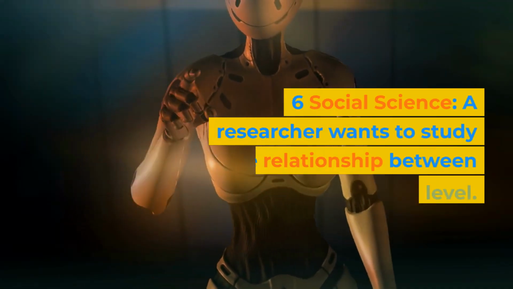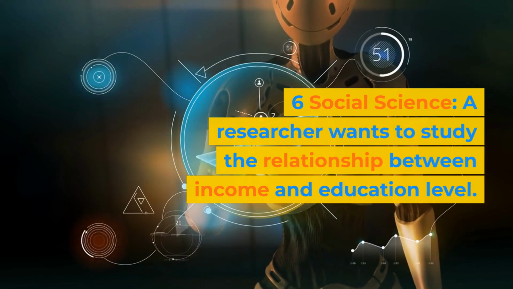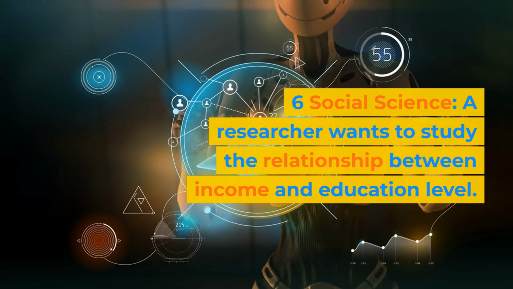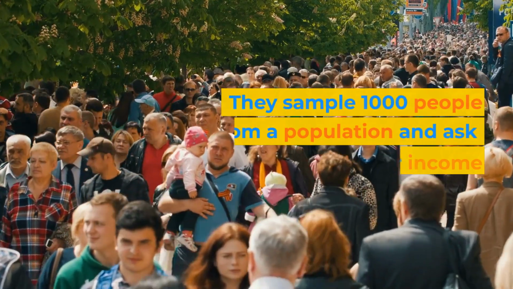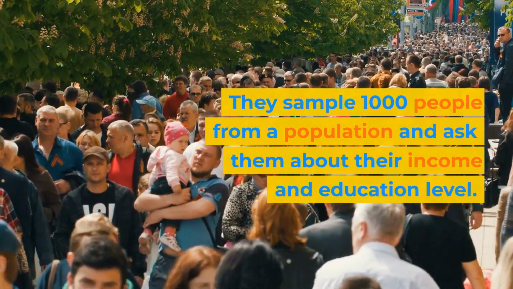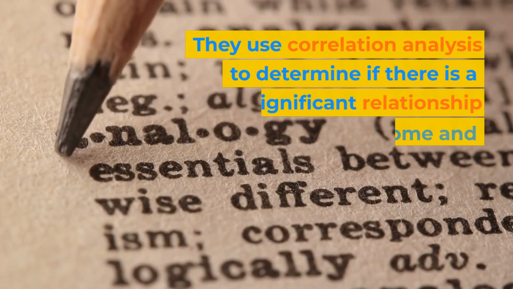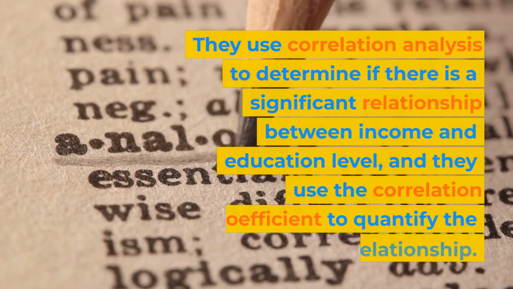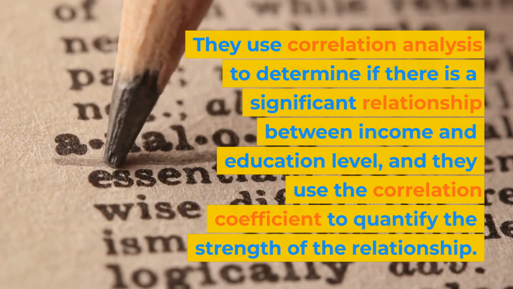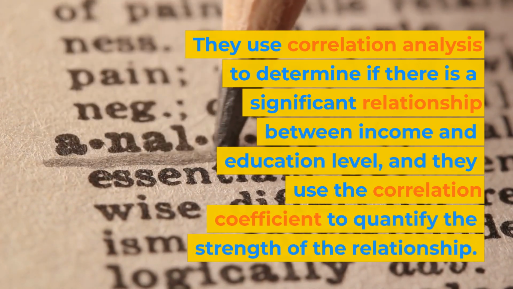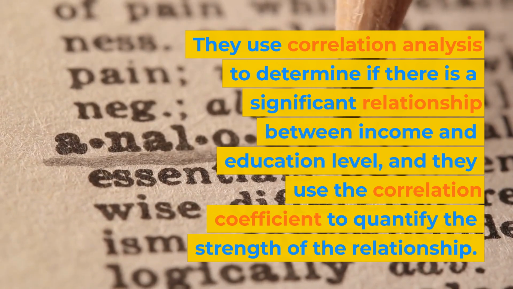6. Social science. A researcher wants to study the relationship between income and education level. They sample 1,000 people from a population and ask them about their income and education level. They use correlation analysis to determine if there is a significant relationship between income and education level, and they use the correlation coefficient to quantify the strength of the relationship.